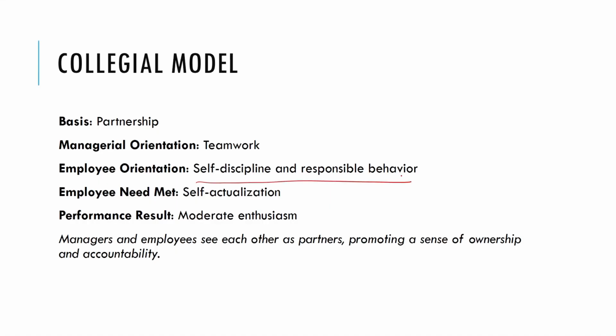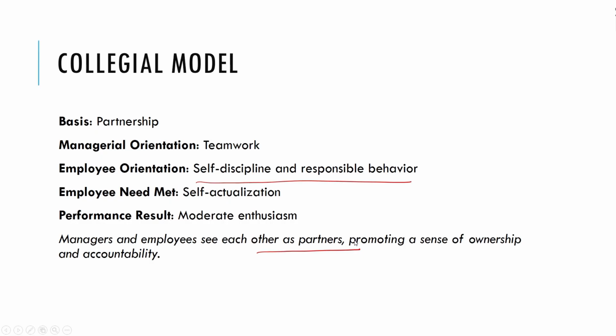Here the employee orientation is more towards self-discipline and responsible behavior. Since they are working in a team, working together, they need to be more disciplined and more careful about the behavior they are representing. Employees feel self-actualized, right, because when you are working with people, you are able to explore new aspects of yourself, where you could also be asked to accomplish challenging roles, and you would be doing those things which you were not able to do individually.